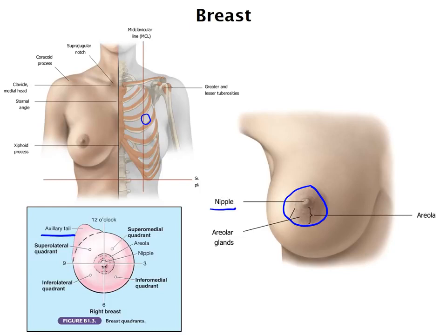For example, let's say that a mass was identified right here on the breast. This would be in the inferomedial quadrant at the 5 o'clock position, on the right breast in this case.